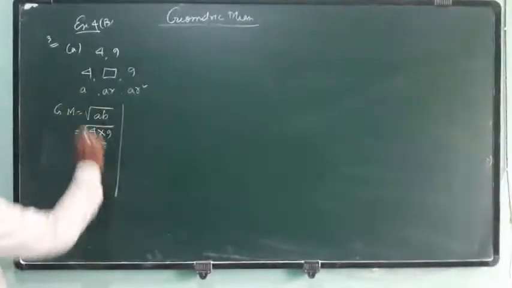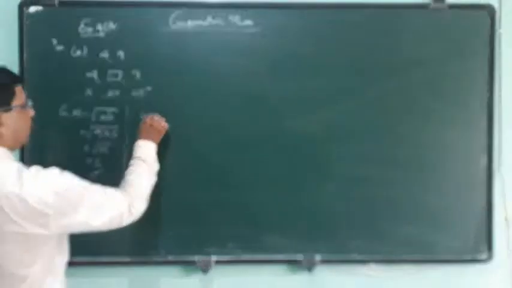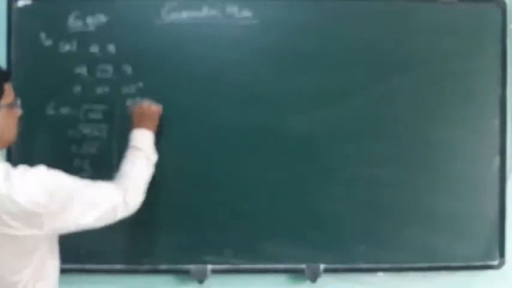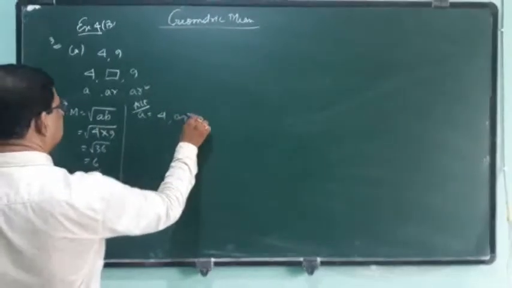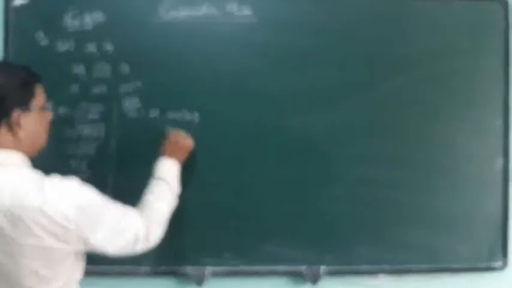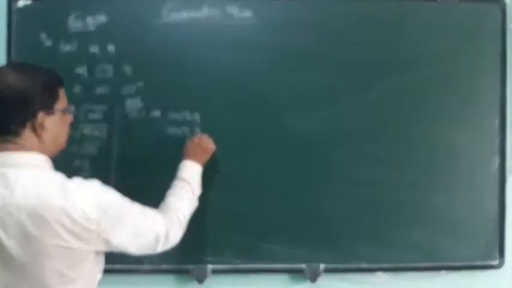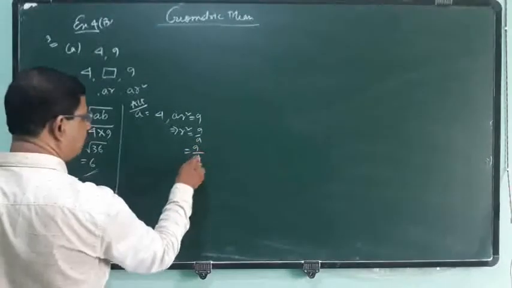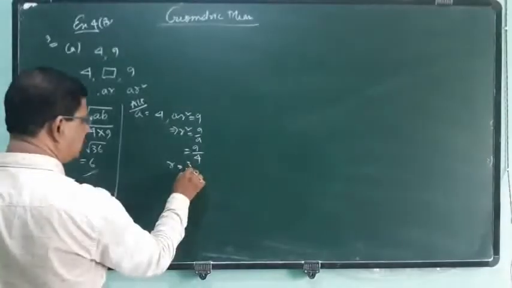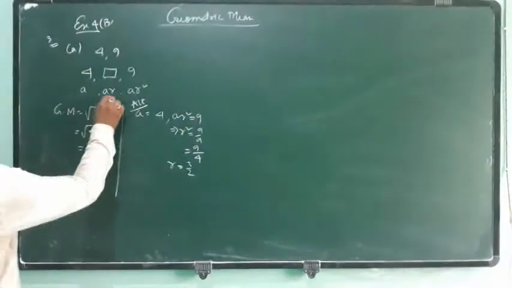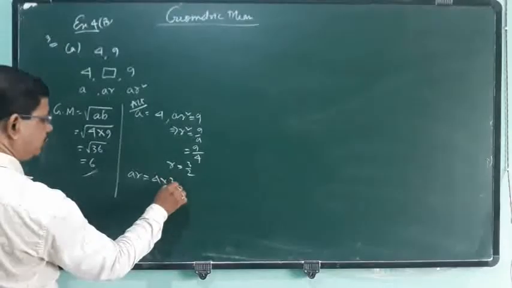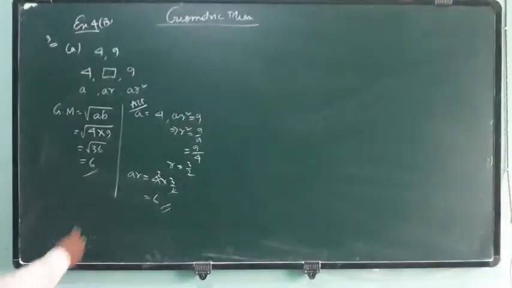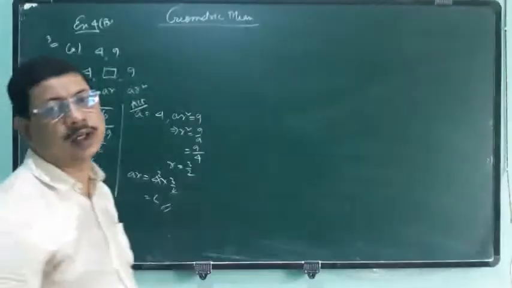Alternatively, a is 4 and ar square is 9. Then r square is 9 by 4, so r is 3 by 2. Then the second term, ar, is 4 into 3 by 2, which is 6. So you see that either by this method or that, you can do it.